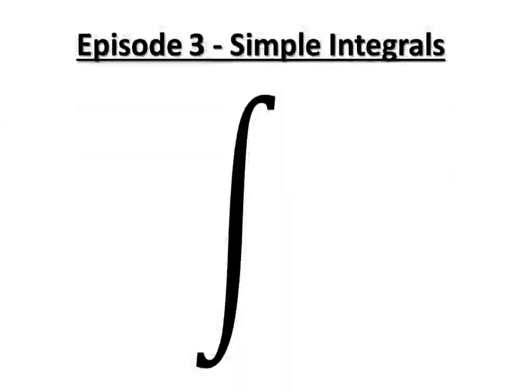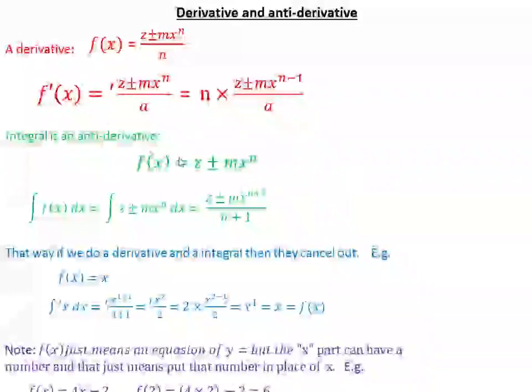Why would you do this? A few things you'll need to know are derivatives, and that an integral is actually just another word for an antiderivative. So say we have our function as z plus or minus mx to the power of n divided by n. That should say divided by a actually, because it doesn't have to be n.